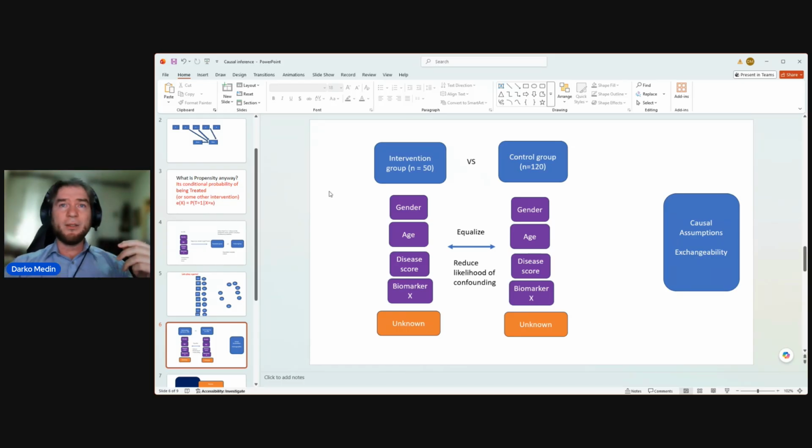So in this case, there are known variables like gender, age, disease score, some biomarker. As a product of propensity score matching, they will be equalized to a certain extent, as much as possible. And the fact that they are equalized means that the likelihood of them affecting the analysis as a confounder is now much lower.